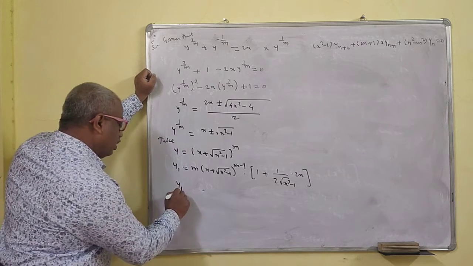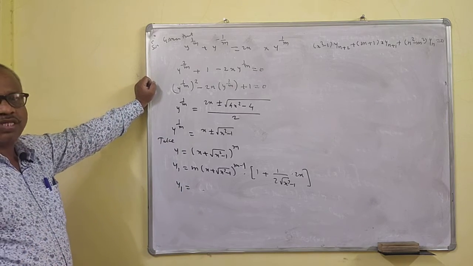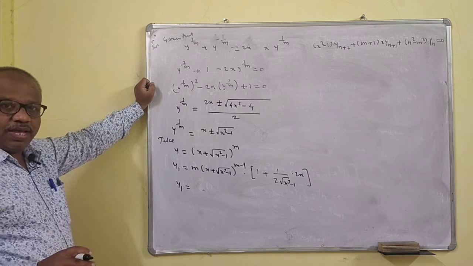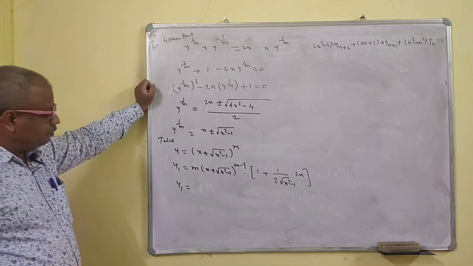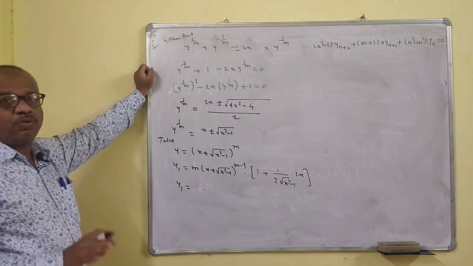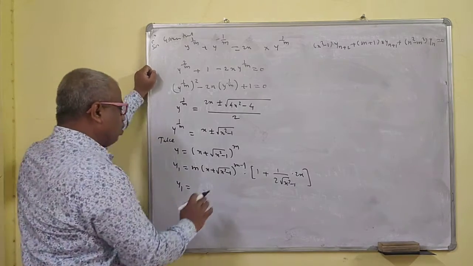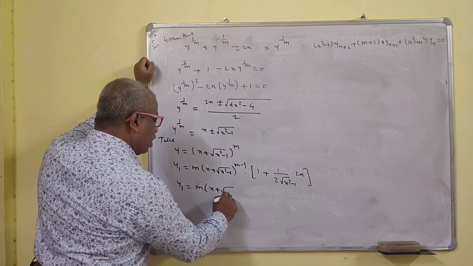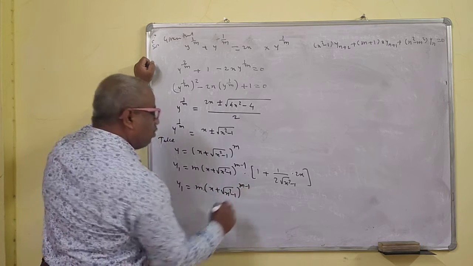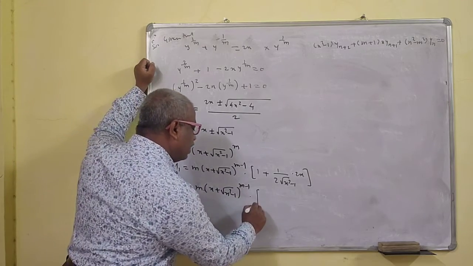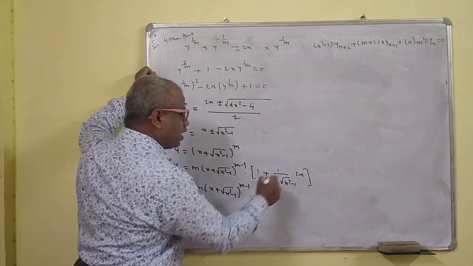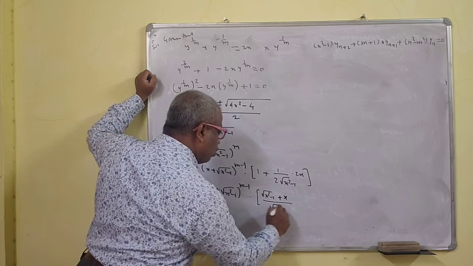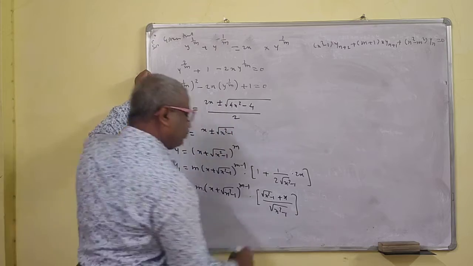So y1 is equal to... If it is not possible to convert your y1 in terms of y, then convert y2 in terms of y. So try to convert y1 in terms of y, so that we will see how to convert that one. So this is m, and we have to simplify this: x plus root of x square minus 1 raised to m minus 1. Now if you simplify this, the 2 gets cancelled. So this is x square minus 1 plus x upon root of x square minus 1.